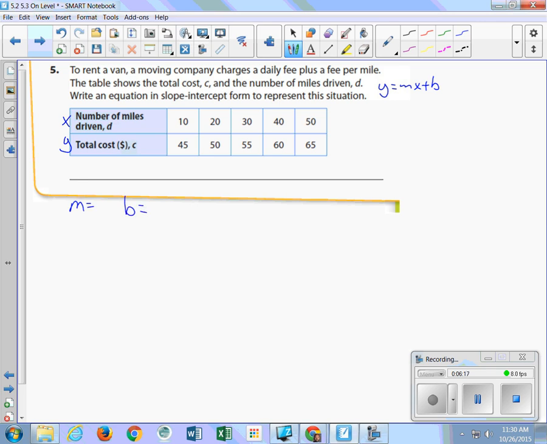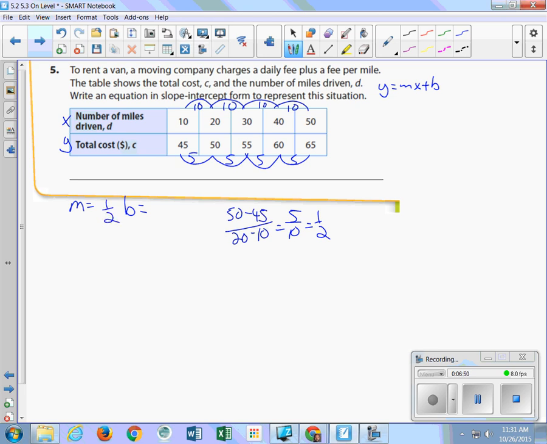So this is going up by 10, 10, and this is going up by 5, 5, 5, 5. Okay, so I can use that to get my y-intercept. Now I can use the slope formula of 50 minus 45 over 20 minus 10. That is 5 over 10, which equals 1/2.